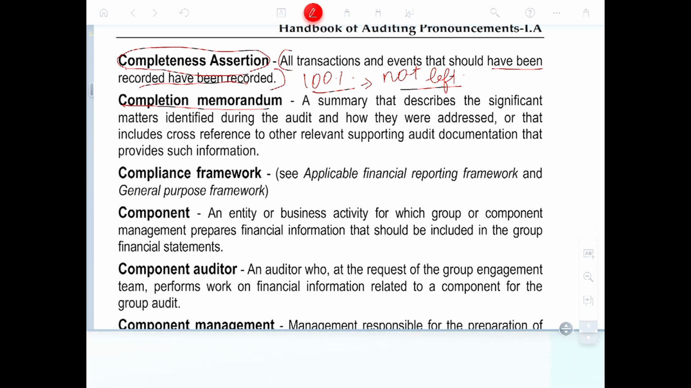Completion memorandum: a summary that describes a significant matter identified during the audit and how it is addressed, and that includes cross-references to other relevant supporting audit documentation that provides such information. Complete summary, by example, A to B, B to C. How can we explain this?